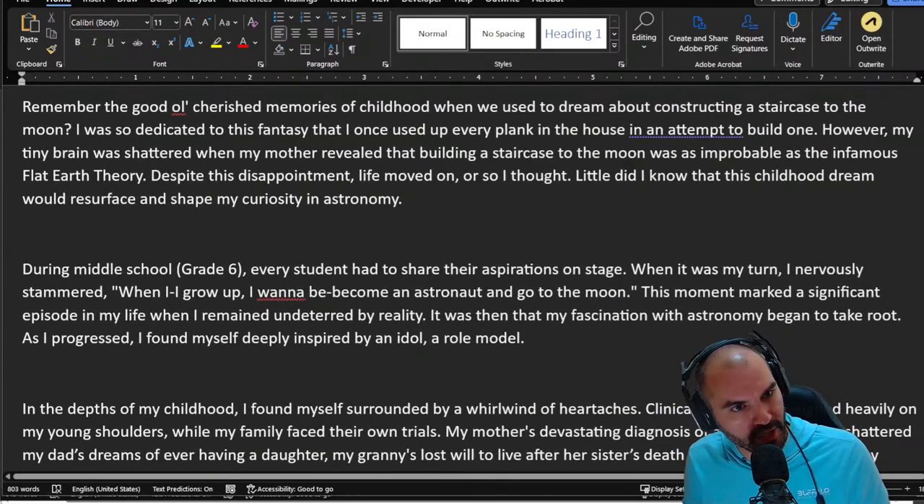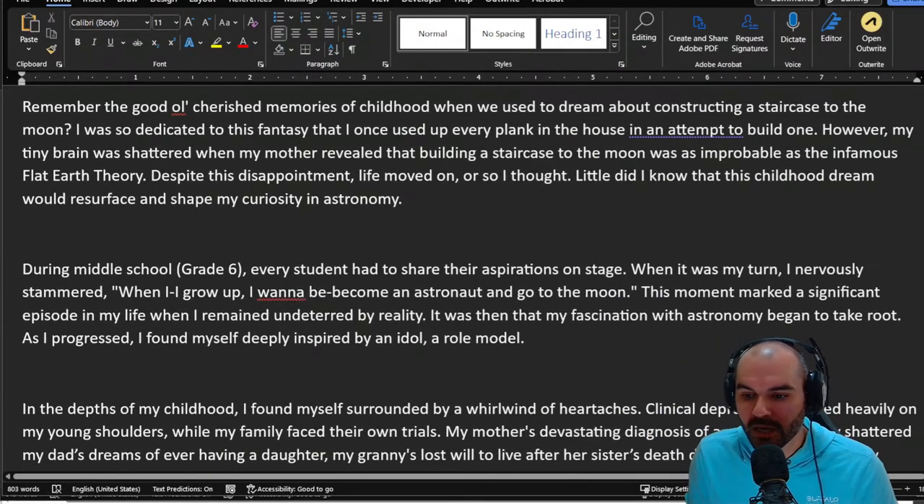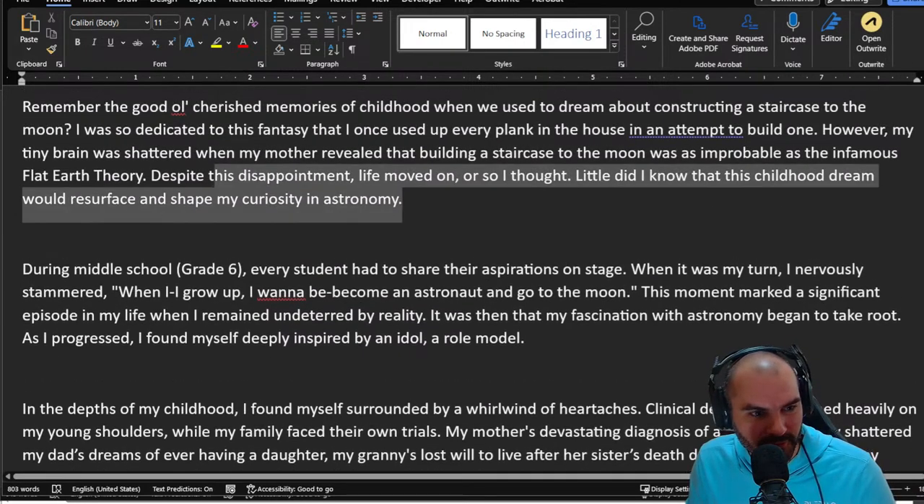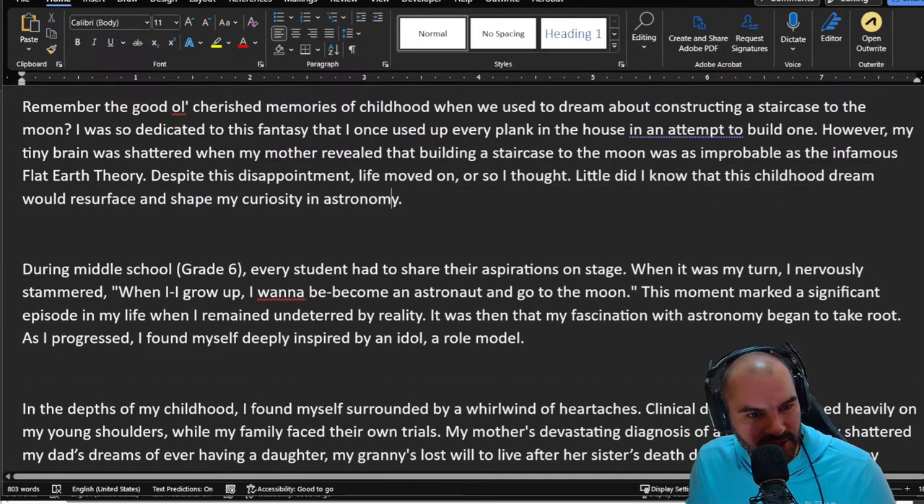All right. So we're at 803 on this one. All right, Abhinav. We got some things we can cut down. We can break out the chainsaw, but let's take a look at it here. Good old cherished memories of childhood, constructing a staircase to the moon. Okay. Flat Earth. I like the dig at the flat earthers. Okay, cool. Kind of a nice little intro to where your passion is, your passion for astronomy.